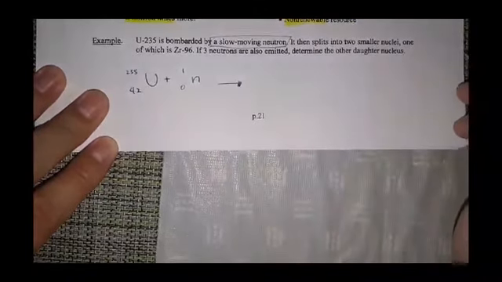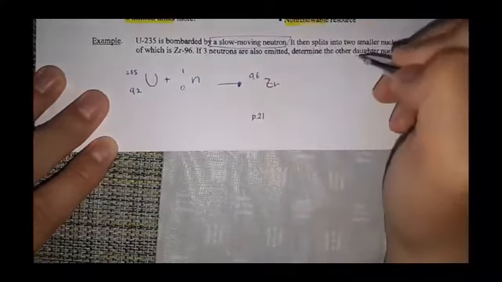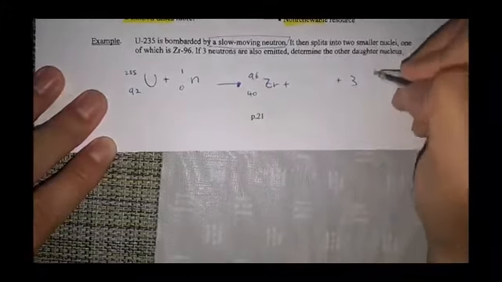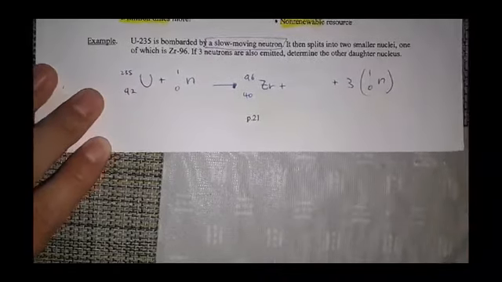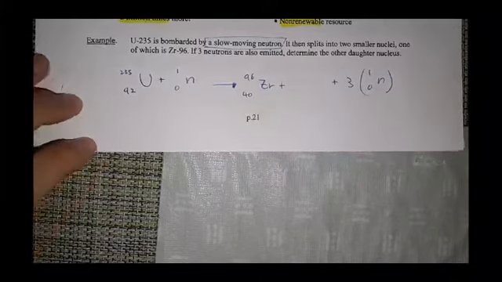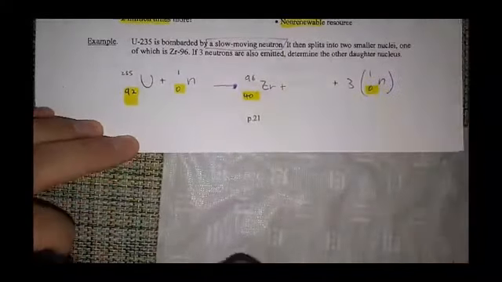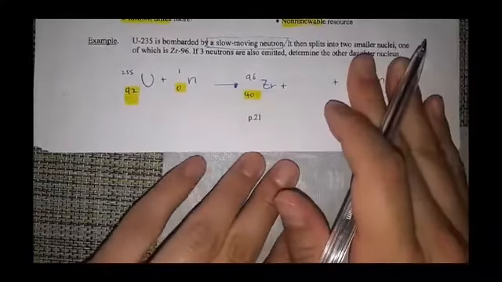On the right side, we have daughter number 1, which is zirconium 96, 40 at the bottom. We don't know what's in here, but we have 3 neutrons after that. So let's look at the bottom number first. If I look at the bottom number, 92, 0, 40, 0. So 3 times 0 is 0, so we don't need to consider this neutron as a byproduct.